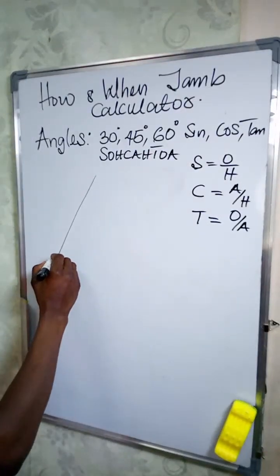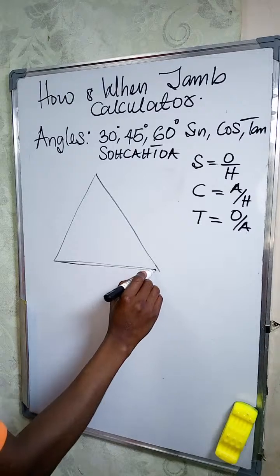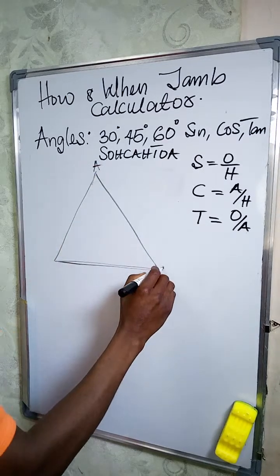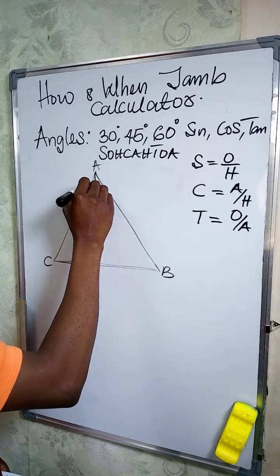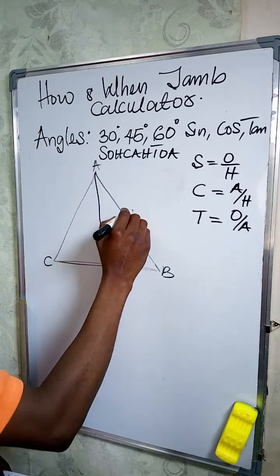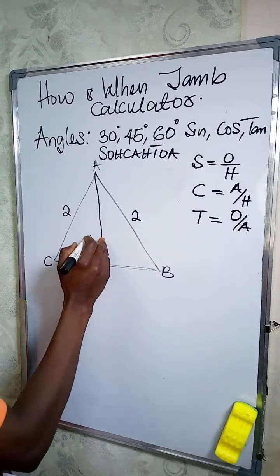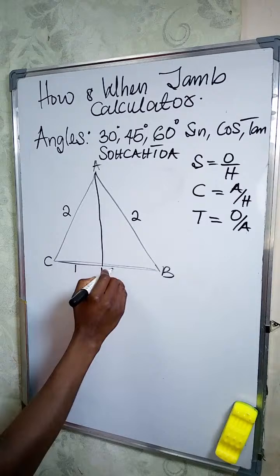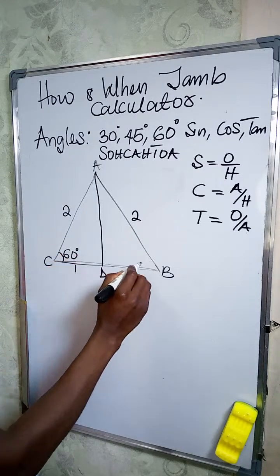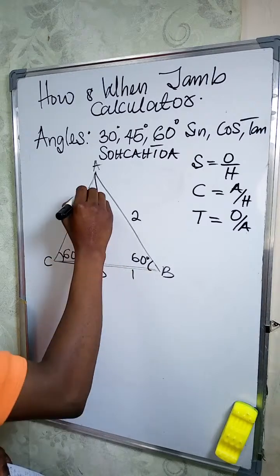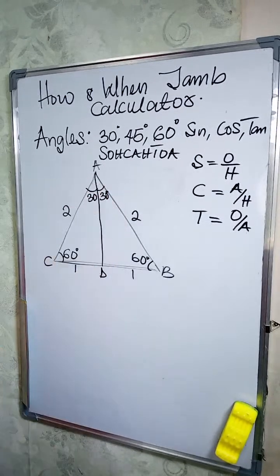Now let's say this is an equilateral triangle because all the sides are equal. So if all the sides are equal, we take this one as A, this one as B, and this one as C. Now if I divide this angle into 2, what will happen? If here is 2, here is 2, this side will also be 2. If I divide them into 2 and take here as D, that means this one will be 1 and this side will be 1. Now if this place is angle 60 degrees, here is angle 60 degrees, here will be angle 30 degrees, here will also be angle 30 degrees because I divided it into 2.